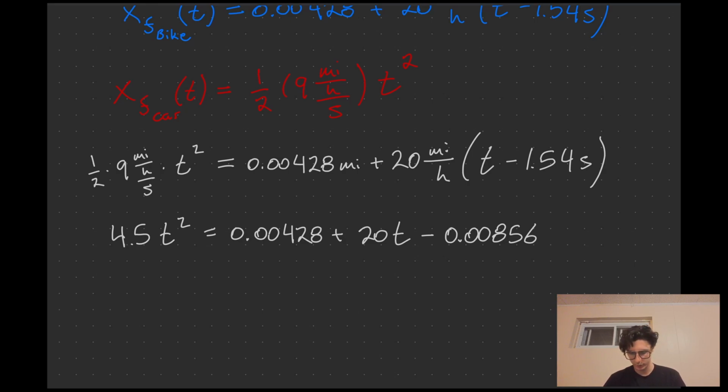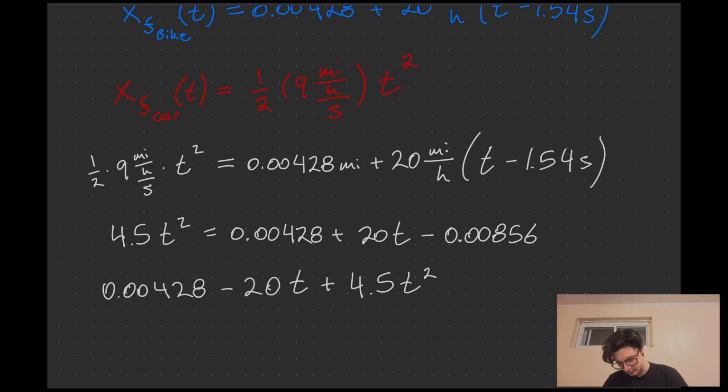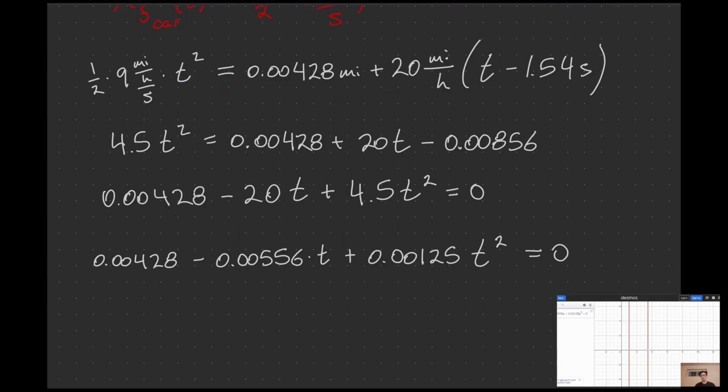So what I'm going to do is 0.00428 minus 0.00856. Now we can rewrite this equation with everything on one side. Let's move all of our values so they are on one side. So here we have positive 0.00428. We have minus 20t plus 4.5 t squared. Let's actually plot this. All right, guys, actually one other mistake here.